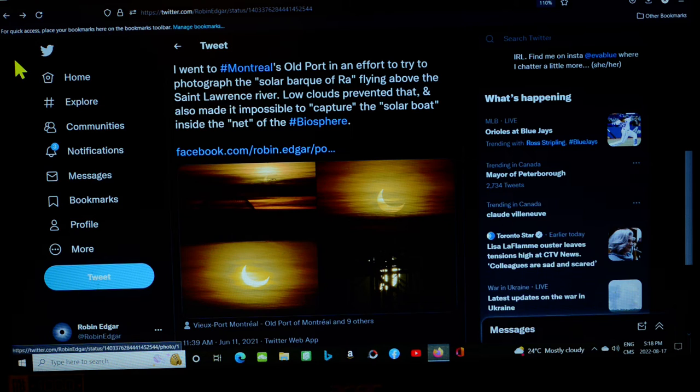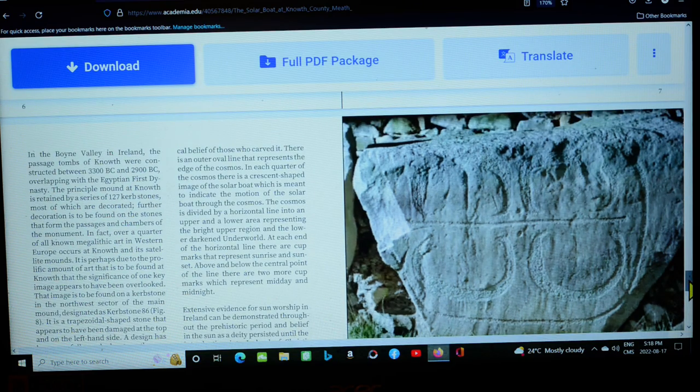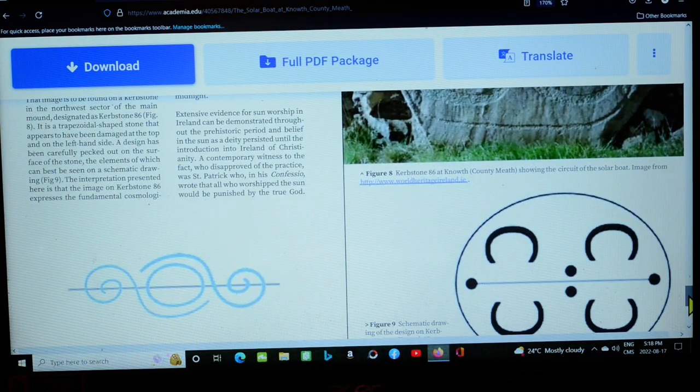5 minutes left in this, so let's get back to this article. So where were we? We read all that, so let's keep going here.